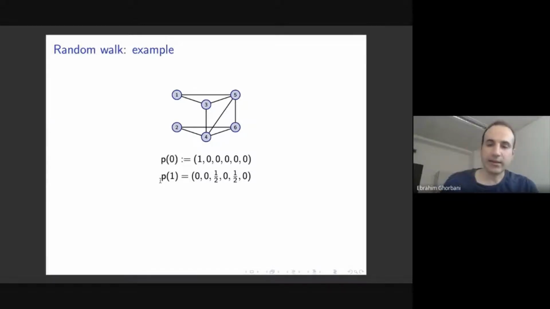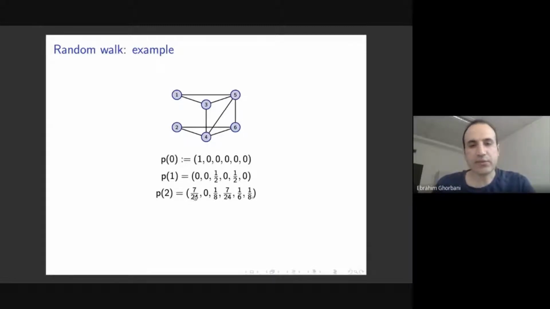Now at the next step, if we are at vertex 3, we go to one of its neighbors with probability 1/2. Or if we are at 5, we go to one of its neighbors with probability 1 over 4, because the degree of 5 is 4. So what we get is this one. This is the probability distribution at step 2.